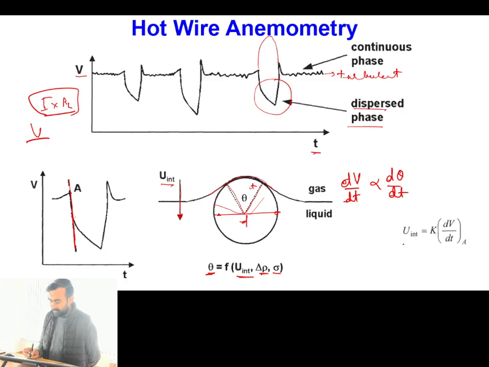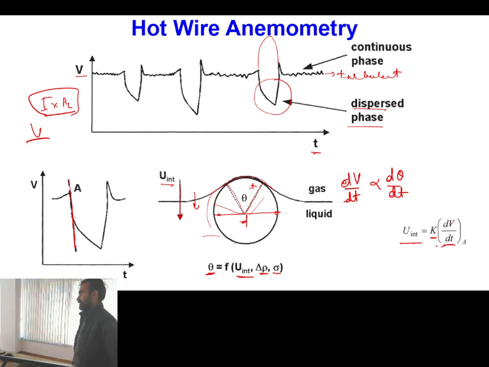Finally, the interface velocity: the faster the interface velocity, the faster the rate at which it will be wrapping the wire. So interface velocity is typically given in terms of some constant k times dV/dt. Is this point clear?